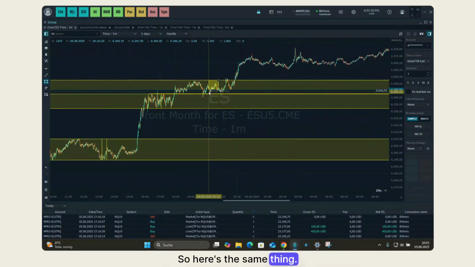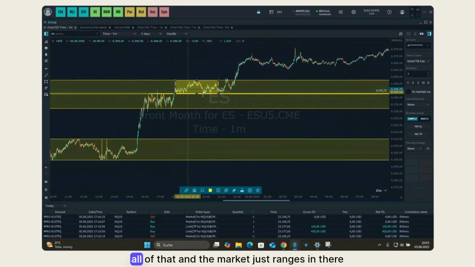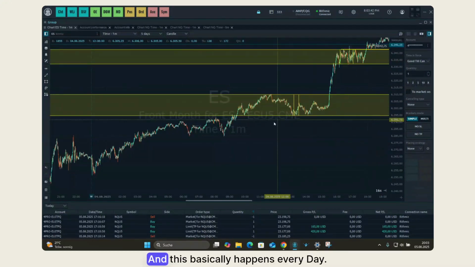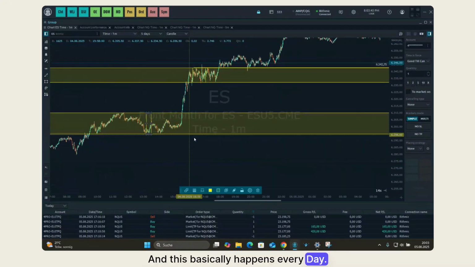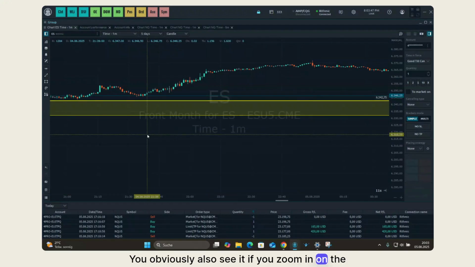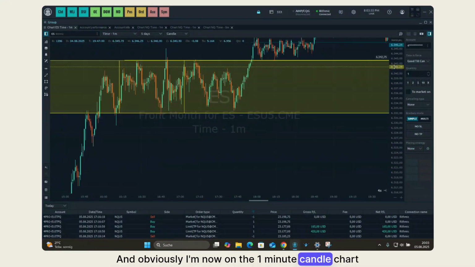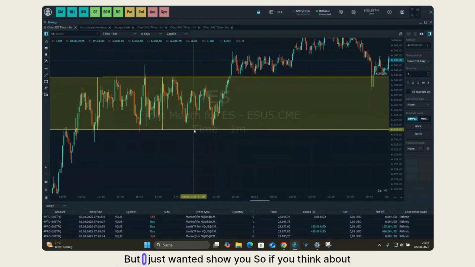So here's the same thing. You basically have the range from all of that. The market just ranges in there and then it leaves this range and comes to the next one. And this basically happens every day. You obviously also see it if you zoom in on the smaller time frames. And I'm now on the 1 minute candle chart, which is very small, but I just want to show you.